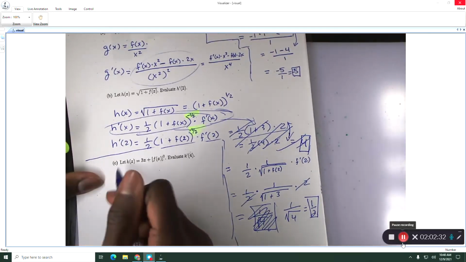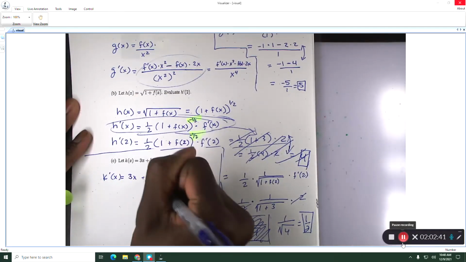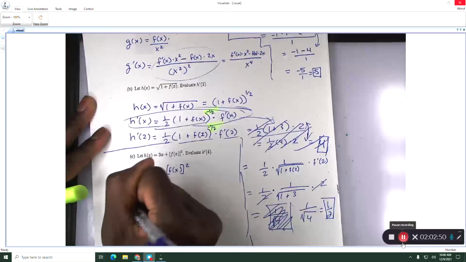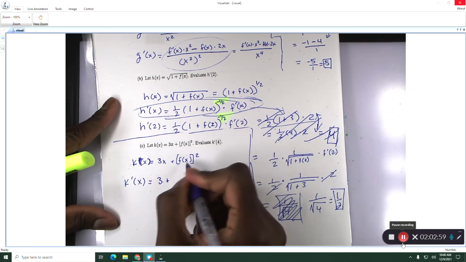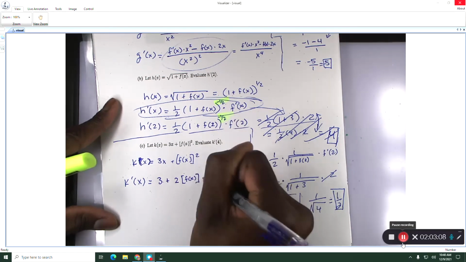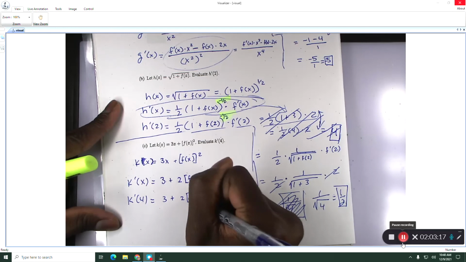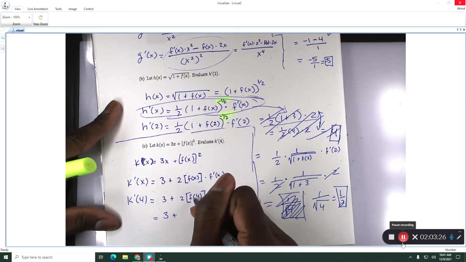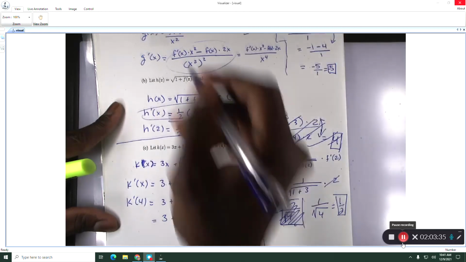All right? Now, k of x is equal to (3x plus f of x) all squared. Oh, this is not the derivative, sorry. So I'm going to take the derivative, k prime of x, and I'm going to take my time. I'm not going to rush through this. The derivative of 3x is 3. The chain rule says derivative of the outside times derivative of the inside. Now I can just plug in 4. 2 times (3 plus f of 4), and f of 4 here is equal to 5. We get 10 times f prime of 4, which is 3.